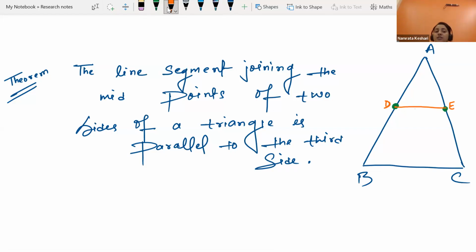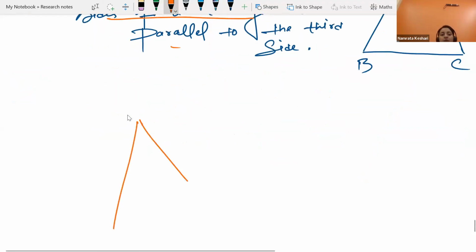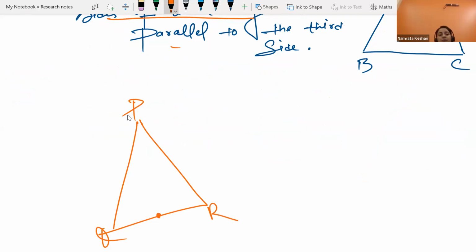That's what the theorem says, that the line segment joining the midpoints of two sides of a triangle is parallel to the third side. Suppose you are having a triangle PQR. If you take the midpoint of QR, let's say M, and the midpoint of PR, let's say N, and if you join them, it will be parallel to the third side, which is PQ. Am I making sense to all of you? Yes, ma'am.